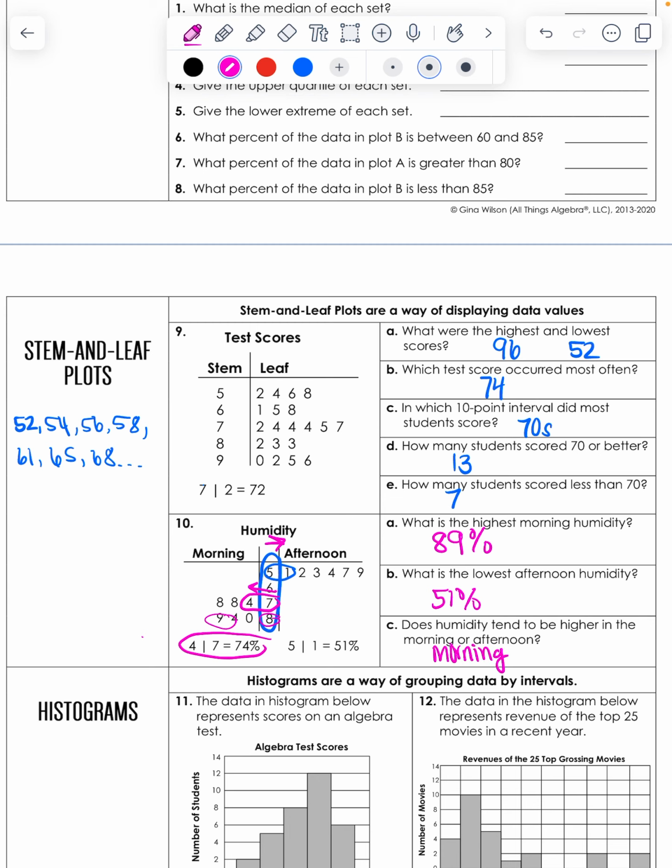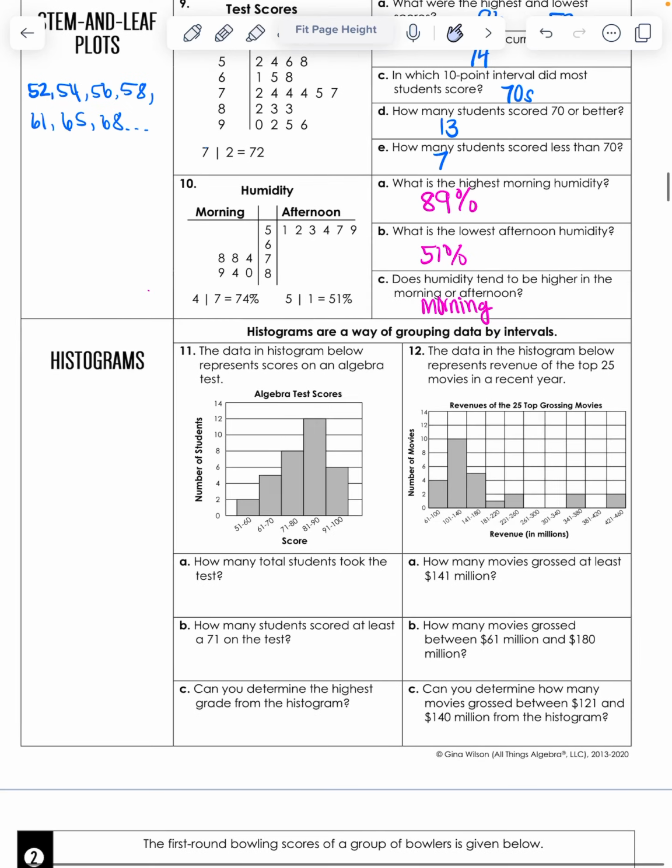So those are stem and leaf plots. Reading the key, understanding how the key works, reading the numbers, super important. You won't have to make one, but they might give you data and ask you a question about the data when it's in this stem and leaf plot.